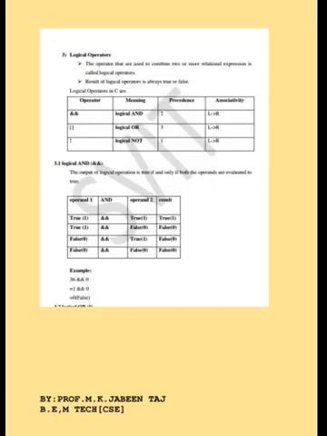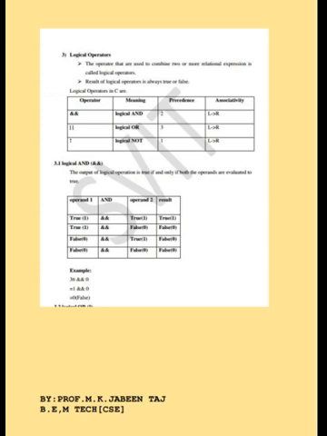Now let us see logical operators. The operators that are used to combine two or more relational expressions are called logical operators. Result of logical operators is always true or false. Logical operators in C are as shown in the figure.